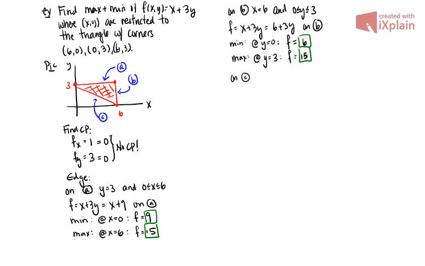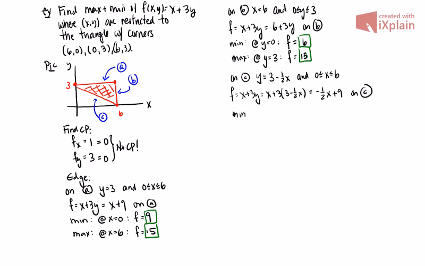C is a bit trickier, because on C, neither x nor y is a constant, but on C we know that's a line that has intercept at 3 and slope negative 1/2. So on C, y is 3 minus 1/2 x, and x is between 0 and 6. So what's f? f is x plus 3y, but y is 3 minus 1/2 x. So this is x minus 3/2 x, which is minus 1/2 x plus 9. Again, this is on C specifically.